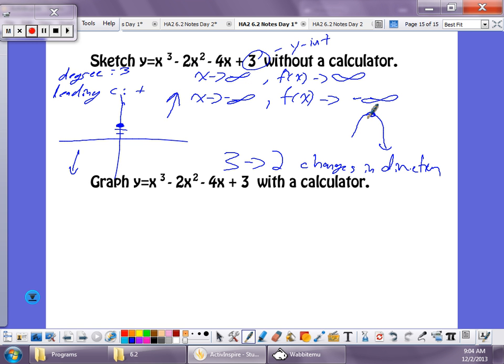So now if I'm sketching this, I know I've got to hit this point. I know I have to go up here and down there. I'm just going to make a sketch. Something like that. And yeah, it's not going to be perfect, but that's okay. That's why it's just a sketch.